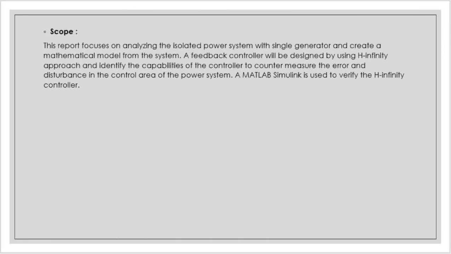The scope of this project focuses on analyzing the isolated power system with single generator and create a mathematical model from the system. A feedback controller will be designed by using H-infinity approach and identify the capabilities of the controller to countermeasure the error and disturbance in the control area of the power system. MATLAB Simulink is used to verify the H-infinity controller.